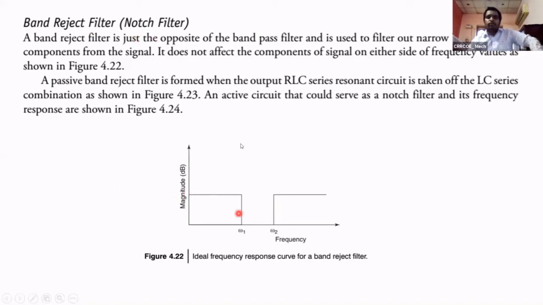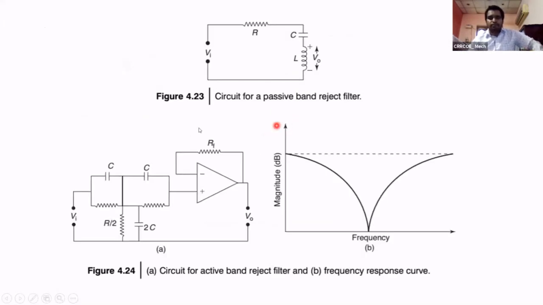Here we are using a special circuit, that is the RLC circuit, resistance, inductance and capacitance circuit. Now see this. Here we have resistance, capacitance and inductance also. We are taking output at the inductance, not at the capacitance. This is the passive type, this is the active type. By using this circuit, we can reject the frequency between omega 1 and omega 2.